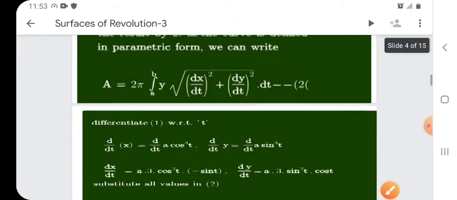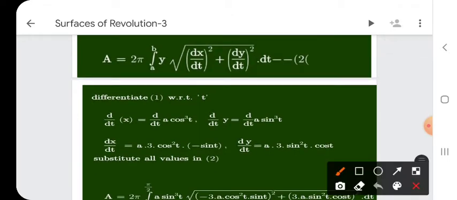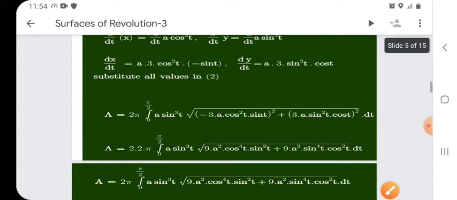And dx by dt and dy by dt are the derivatives of the given equations x and y. Here a is constant, and the derivative of cos cube t is 3 cos square t, and we differentiate cos t again, so we get minus sin t. Also the derivative of sin cube t is 3 sin square t, and we differentiate sin t also, so we get cos t. Now I substitute all values.